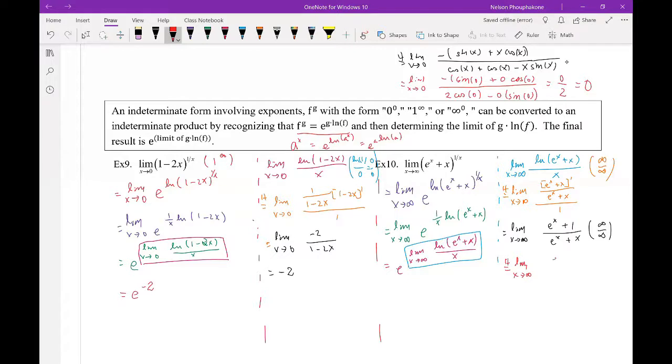Then I take the derivative of e to the x plus 1 over e to the x plus x again. We apply another L'Hopital rule here now. e to the x over e to the x, which is 1. And now my answer is e, or e to the 1.